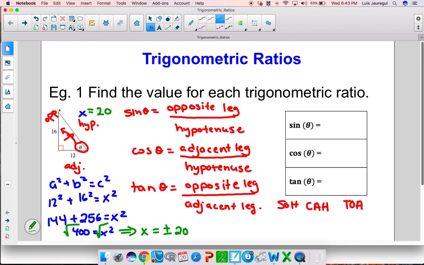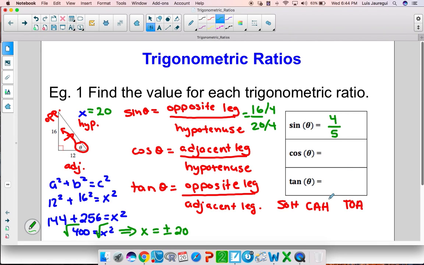With that value given to us, we can go ahead and figure out the values for your trigonometric ratios. Sine is really your opposite leg divided by your hypotenuse. The value for the opposite leg here is 16, and the value for your hypotenuse is 20. Notice we can find the greatest common factor of 16 and 20, which is 4. That's your greatest common factor or greatest common divisor. 16 divided by 4 gives you 4, and 20 divided by 4 is 5. So sine of theta is 4/5.